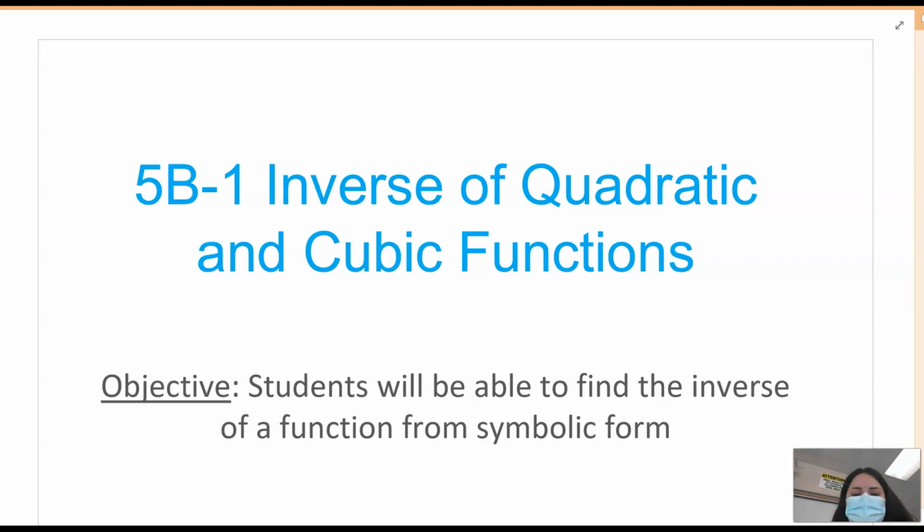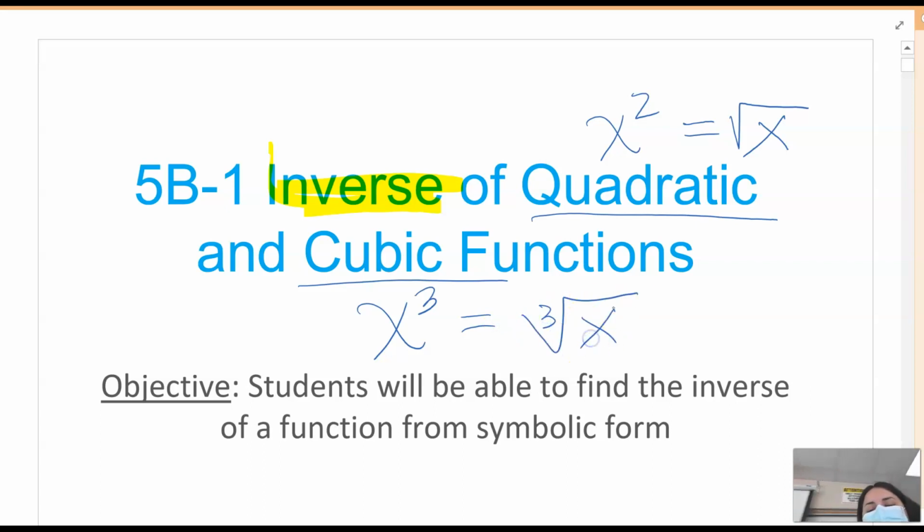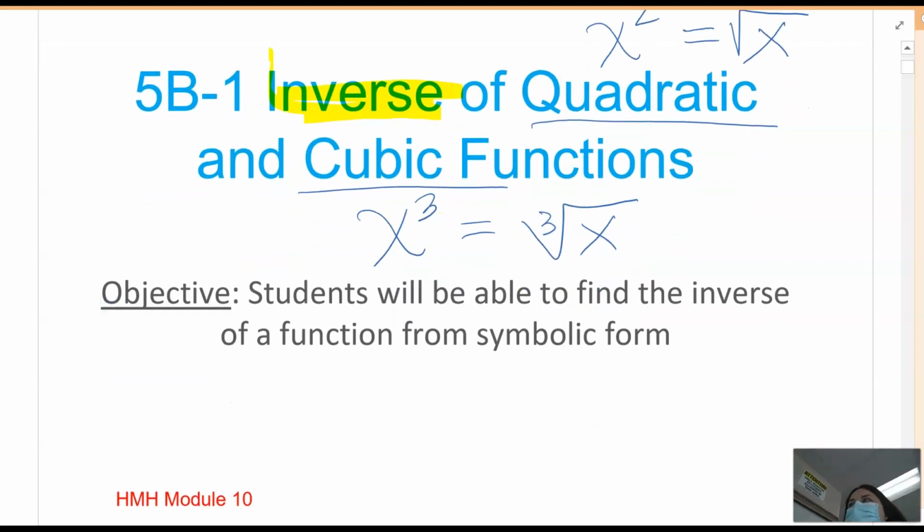All right, so again, we're looking at 5B-1, the inverse of quadratic and cubic functions. The quadratic functions are our x squared functions, and the cubic is the x cubed. Because we're looking at the inverse function for a quadratic, how do you get rid of the squared? Well, you take the square root, right? And how do you get rid of the cubed? You take the cube root of x, okay? So those are going to be the inverse functions. Basically, what's the inverse of each, okay?